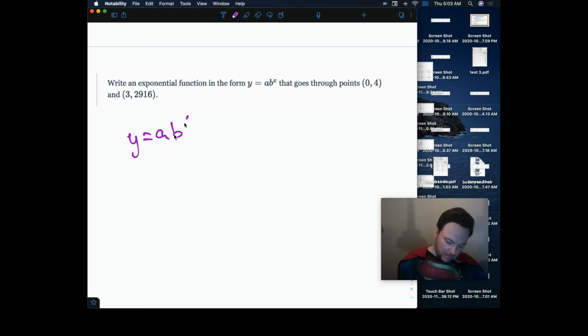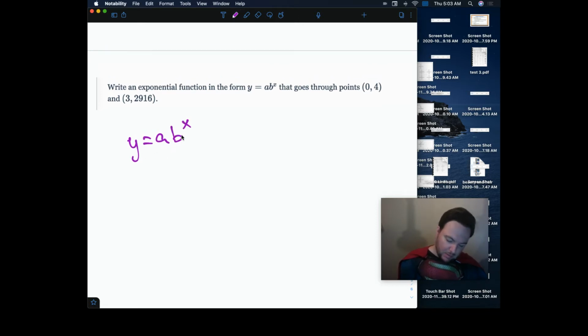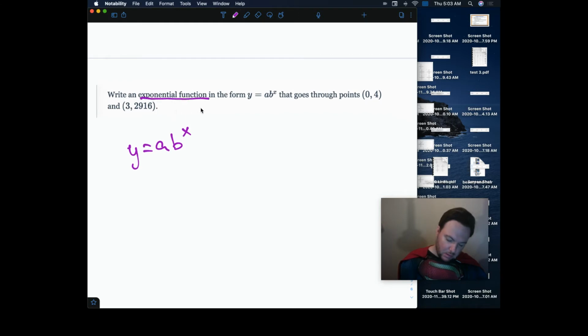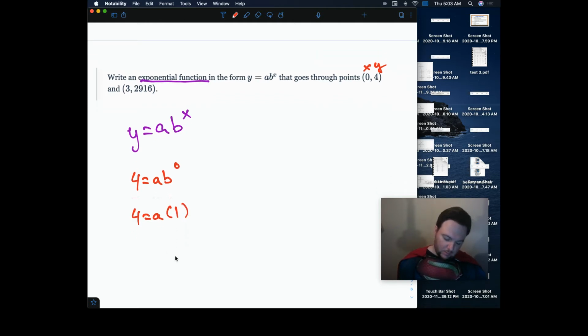Okay, so this next one, y equals a b to the x, and we want to know what's the exponential function if it goes through the points (0, 4) and (3, 2916). So with this, anytime you see questions like these, I don't care what class you're in. If I say x is this, y is this, you can always plug those into the equation. So we're saying x is 0, y is 4. Plug it in. So this is going to give me 4 equals a times b to the 0, and b to the 0 is 1. So a is 4.